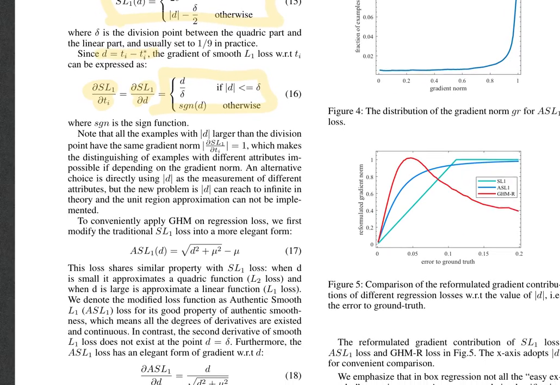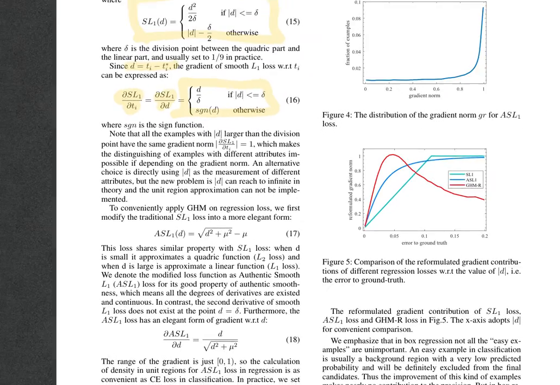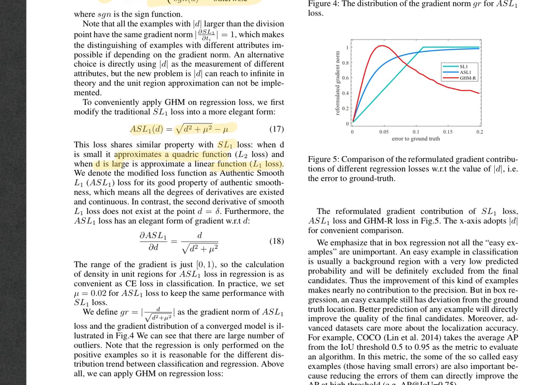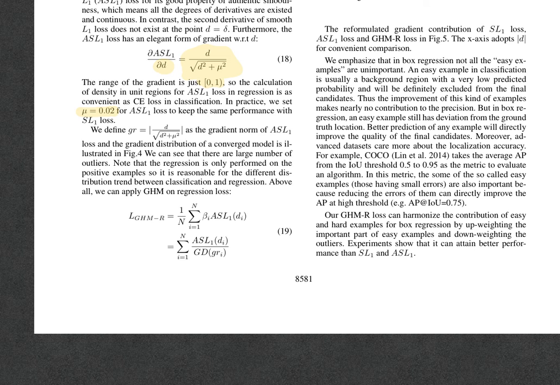To follow this smooth L1 loss, they propose the authentic smooth L1 loss, which is like this, and shares the same properties as the smooth L1 loss, meaning that when d is small, it's going to approximate a quadratic function, and when d is large, it's going to approximate a linear function. And looking at the derivative of ASL1 by d, it's going to be shown as this, having a range of 0 to 1. In practice, this value for mu is chosen. Therefore, the gradient norm of ASL1 is defined like this.